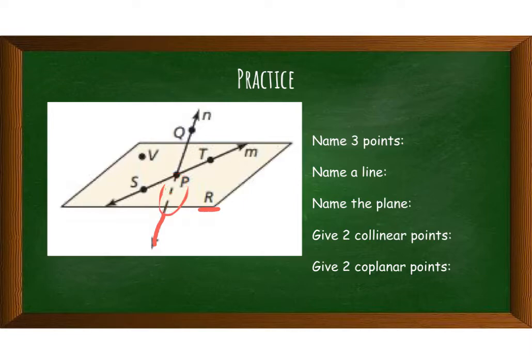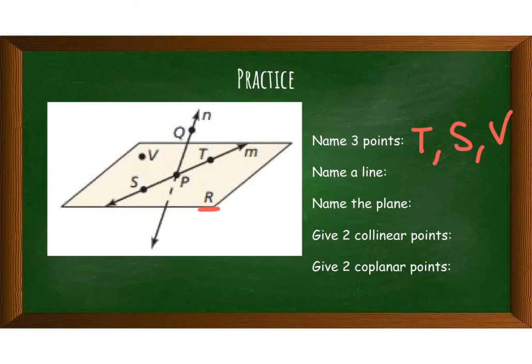Let me go ahead and erase this now. So this portion right where I was just pointing before is behind the plane, okay? So all this slide wants you to do is name 3 points. So 3 points we could say would be T, S, and V. You could have also said Q or P, okay? But we just picked 3 of them, okay?